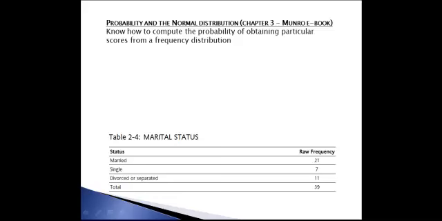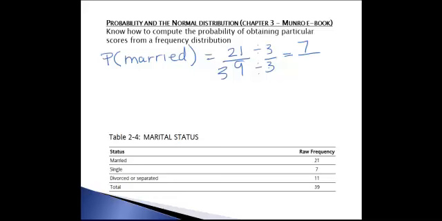So if we wanted to compute the probability that someone is married from this particular frequency distribution, well, this is just 21 out of 39, but we would want to reduce this fraction. And we know that 3 divides 21 and also divides 39. And 3 divided by 3 is 1, so we're just changing the amount of pieces and not changing the value of the fraction. So this would be 7/13. So this is the probability that someone in this frequency distribution is married. And that's just simple probability.